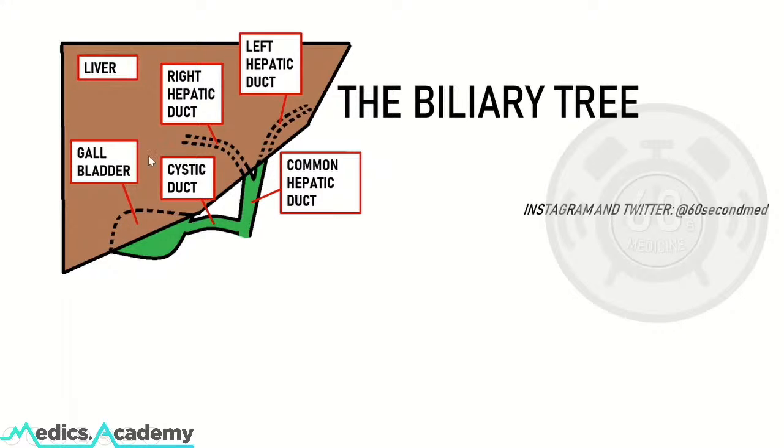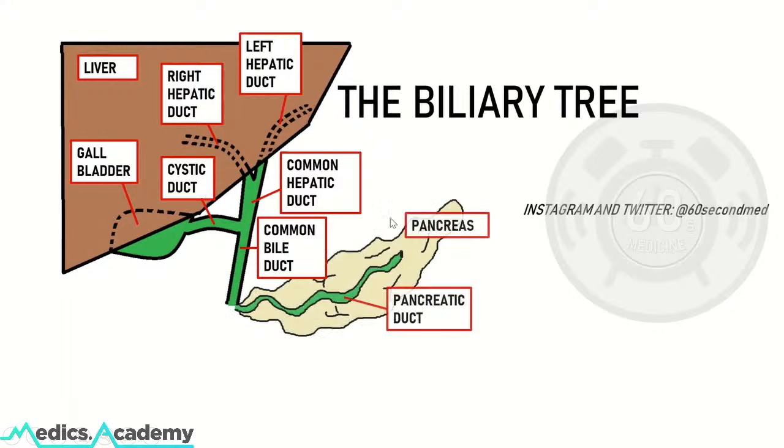The common hepatic duct and the cystic duct unite to form the common bile duct, and secretions from the pancreas will drain via the pancreatic duct to meet the common bile duct at the hepatopancreatic ampulla.